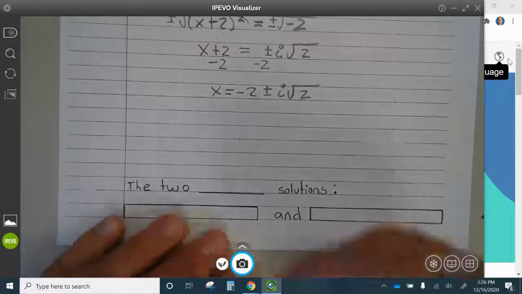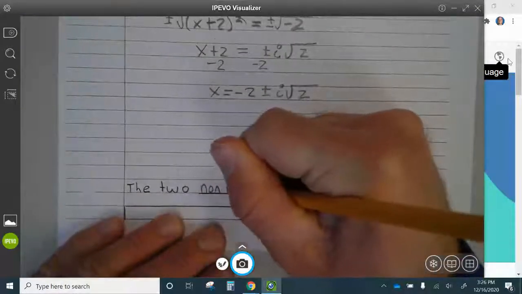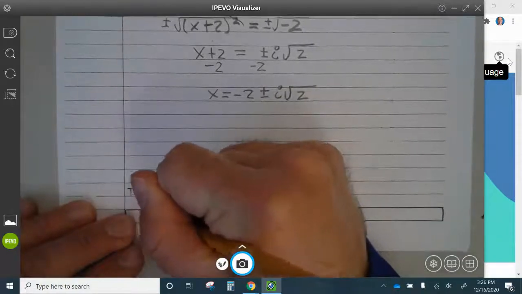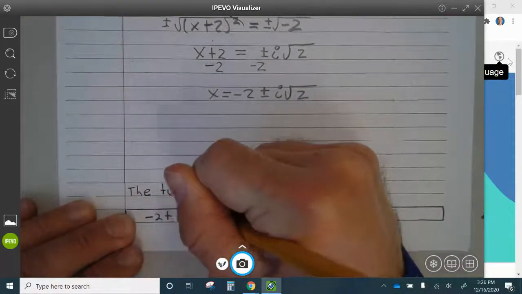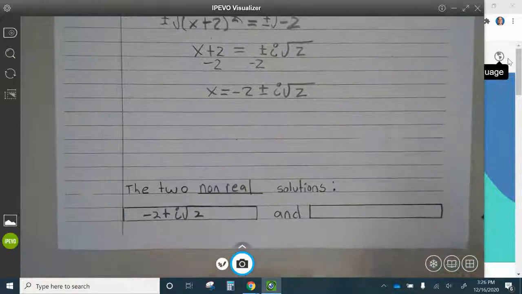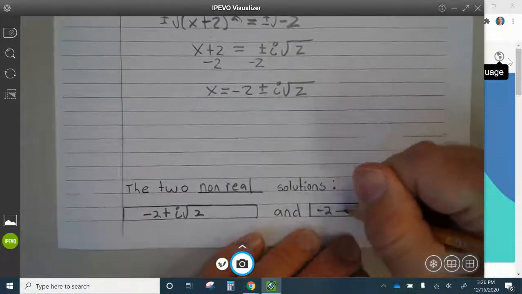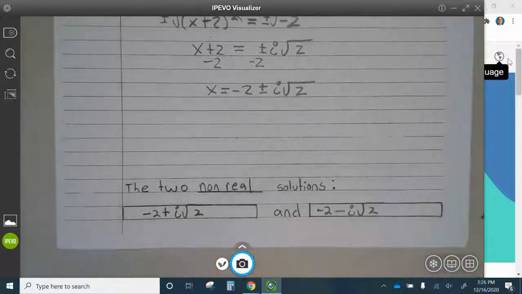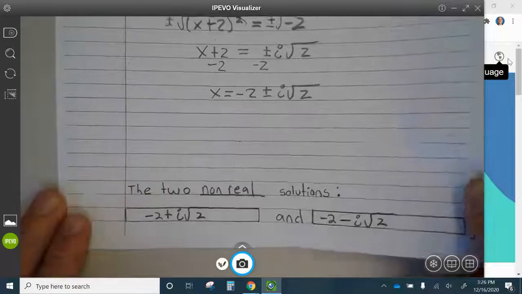All right, so the two non-real solutions are negative 2 plus i square root of 2 and negative 2 minus i square root of 2. All right, let's go and take a look at the next question.